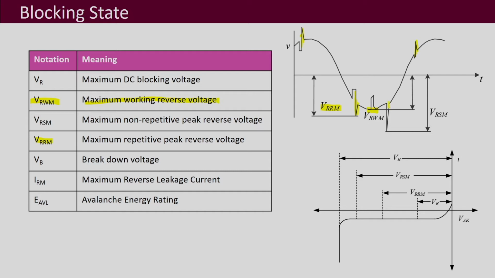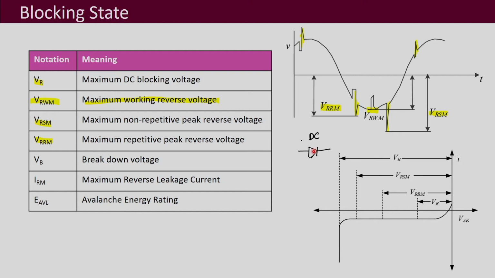Then there may be surges with a peak reverse voltage which may come once in a while. That is your VRSM, the maximum non-repetitive peak reverse voltage which the diode will be able to block. And sometimes in the data sheet you will also see the maximum DC blocking voltage. That means when we apply DC across this diode, if you apply continuous DC across it, what is the voltage that the diode will be able to block. Now, what is the difference here? When you are applying DC, the diode has to block that continuously.